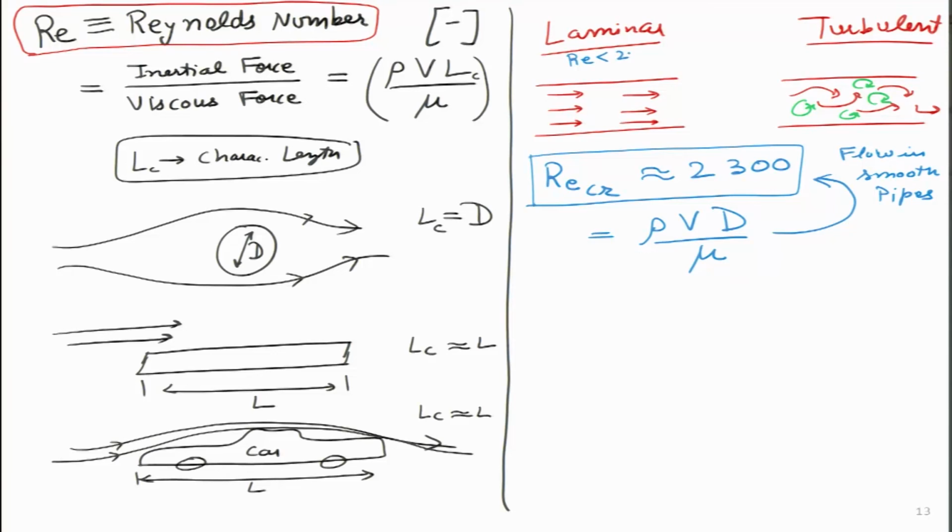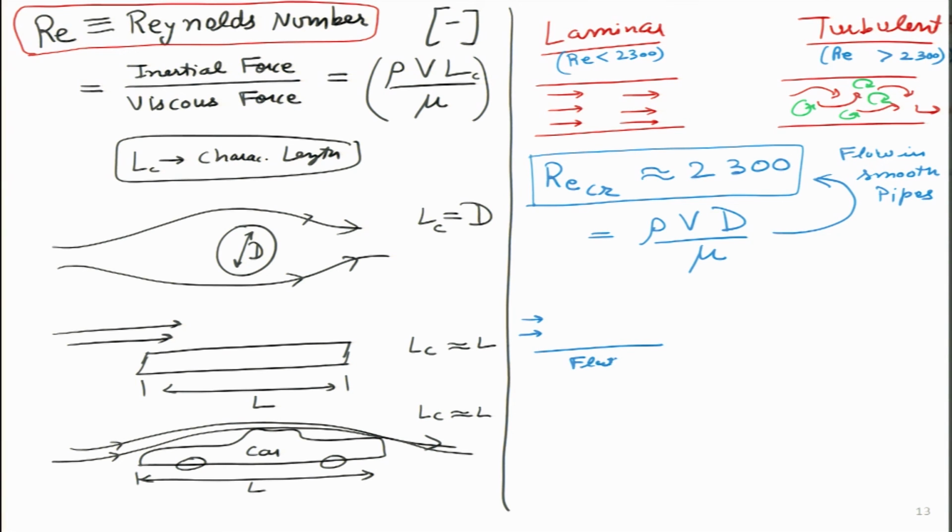So, which means if the Reynolds number is less than 2300 for flow inside the pipe, then it is laminar. If we increase it to greater than 2300, then it becomes turbulent. First there is a transition and then it becomes turbulent, and the same thing is observed for flow over a flat plate.